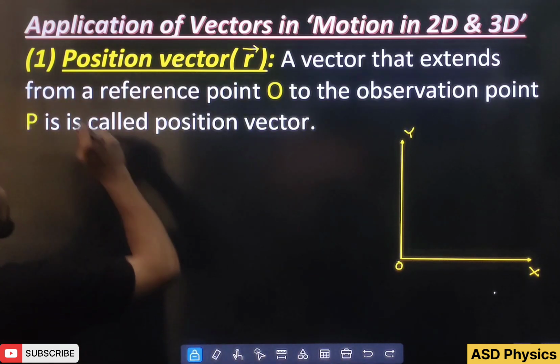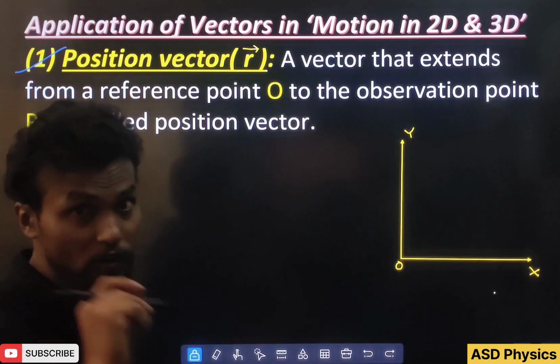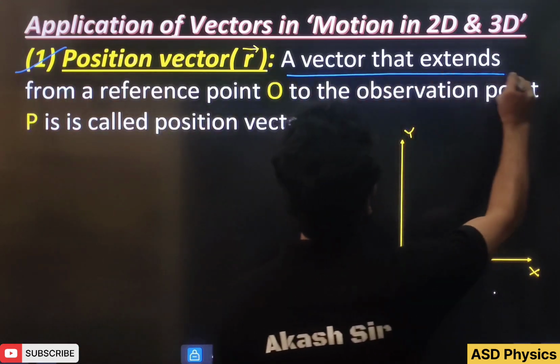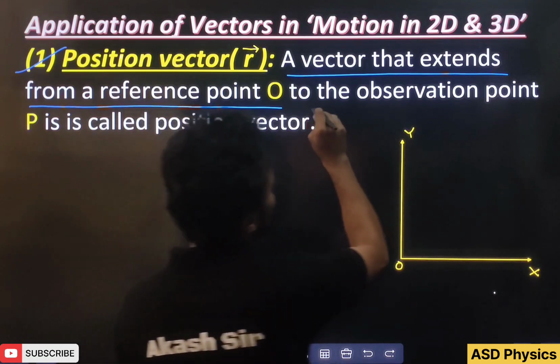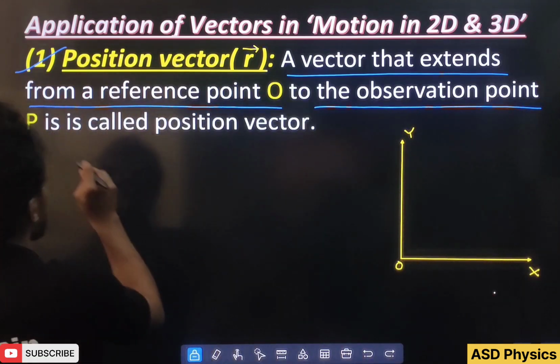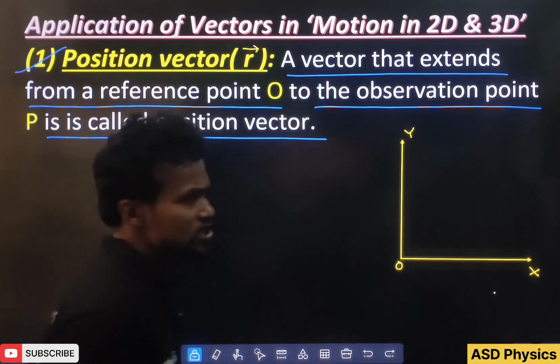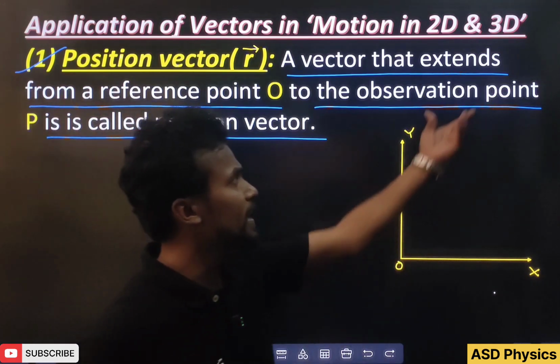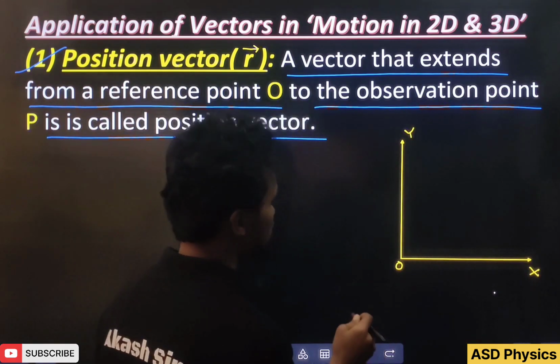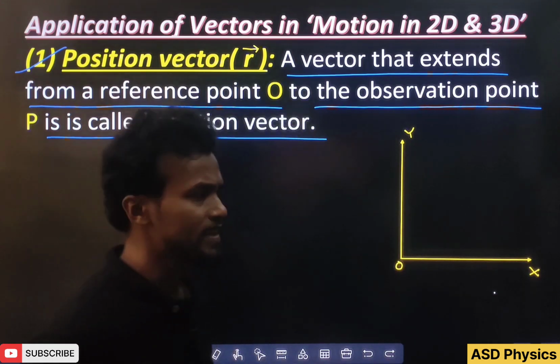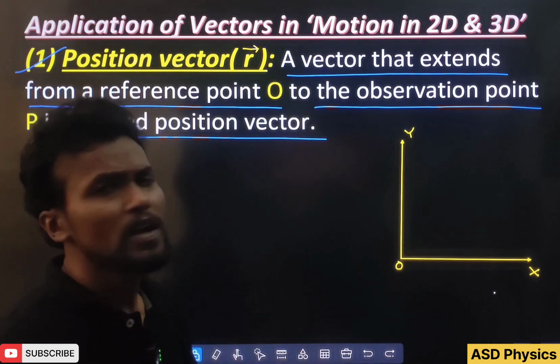So our first topic is position vector. So what is the position vector? See, a vector that extends from a reference point O to the observation point P is called a position vector, and most of the time at the observation point, maybe some particle will also be there. So students, this is my reference point, or we can say most of the time, the origin.